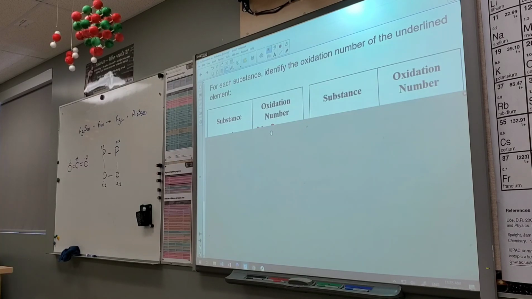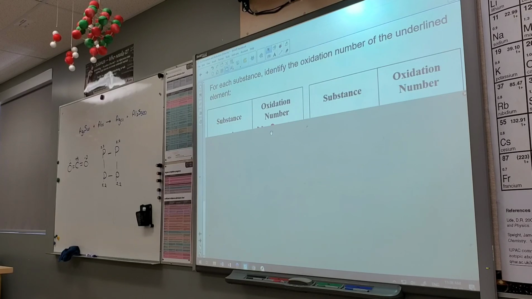Okay, let's think about a different one. You have K2H3IO6, right? But we already know the potassium, what kind of a charge does the potassium have? +1. Boom. So now you only have 1 unknown. This is +1, this is -2. So we have 2 +1s, +3, plus iodine, whatever that is, and 6 -2s.